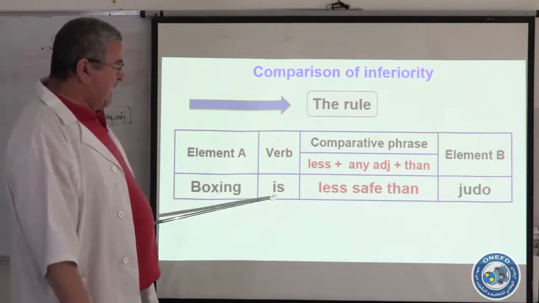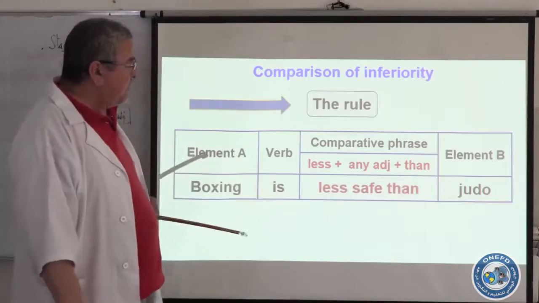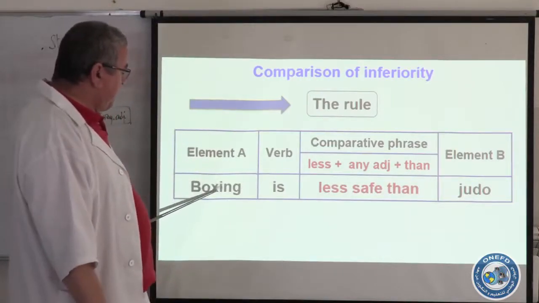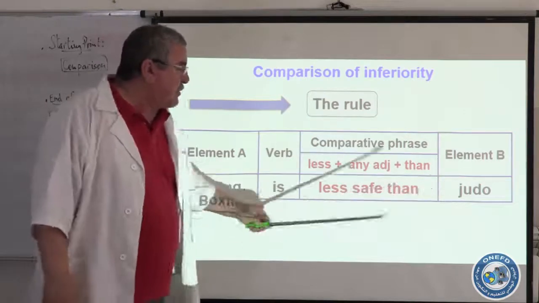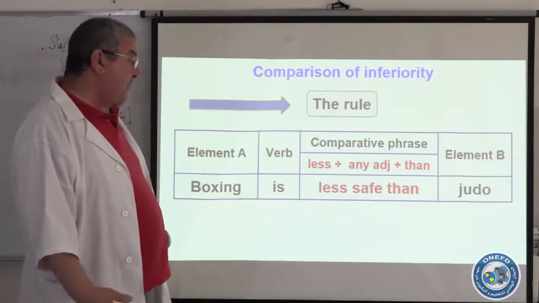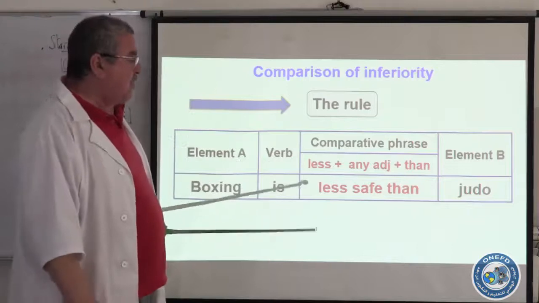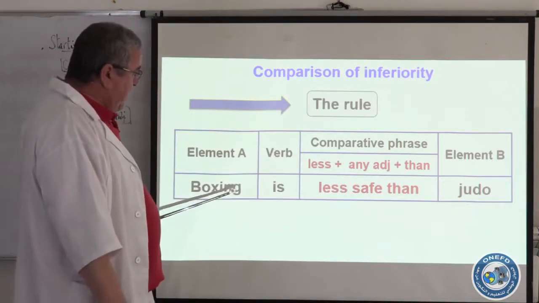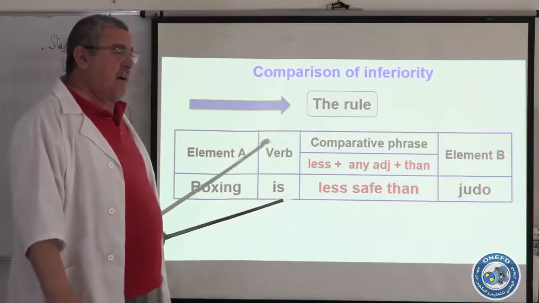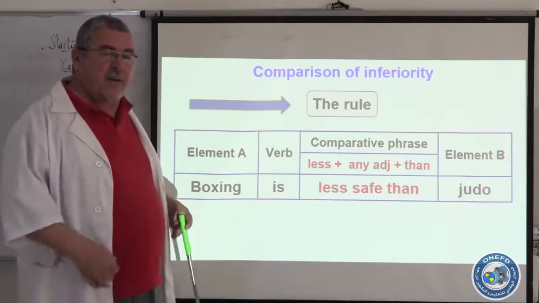Boxing is less safe than judo. Here are the two elements compared, boxing and judo. That is, judo is safer than boxing. Boxing is less safe than judo. Why? Because boxers have a lot of diseases when they grow older.